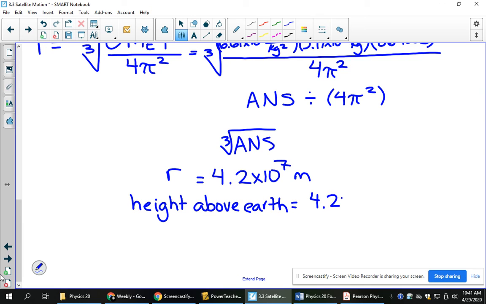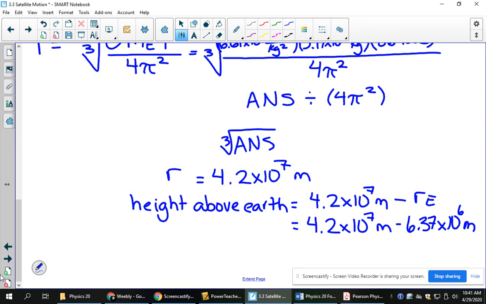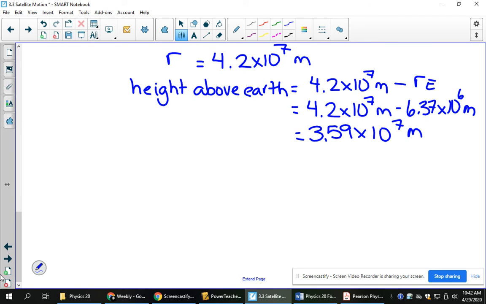So how are we going to get this to be height above Earth? We're going to take that number and we're going to subtract the radius of Earth. Okay? The radius of Earth from your formula sheet is 6.37 times 10 to the 6 meters. So take your previous answer and minus that. 3.59 times 10 to the 7 meters above the surface of Earth. Or, if you want some perspective, 35,857 kilometers above the surface of Earth.